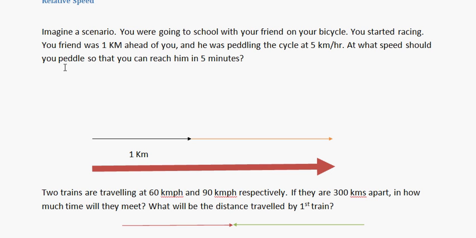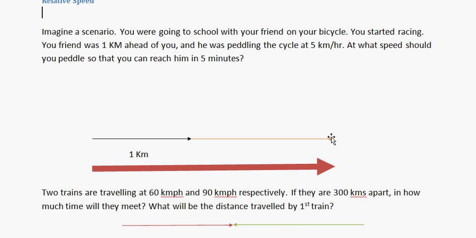Without going into any definitions, let's first understand a scenario. Imagine you were going to school with your friend on your bicycle, and your friend is 1 kilometer ahead of you and he is pedaling at 5 kilometers per hour. So you want to catch him up, and that too in 5 minutes. At what speed should you start pedaling so that you are able to catch him up in 5 minutes? So how do we solve this question?